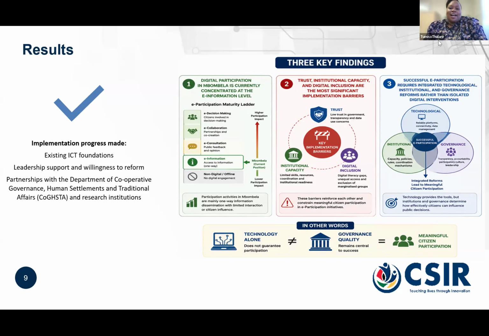The key findings, again, from both the sessions with the municipality and the complementary scoping review show that digital participation in Mbombela is currently at an e-information level, as mentioned. Trust, institutional capacity, and digital inclusion are the most significant barriers or constraints for e-participation initiatives. For e-participation to be successful, it requires an integrated technological, institutional, and governance reform rather than an isolated digital intervention.